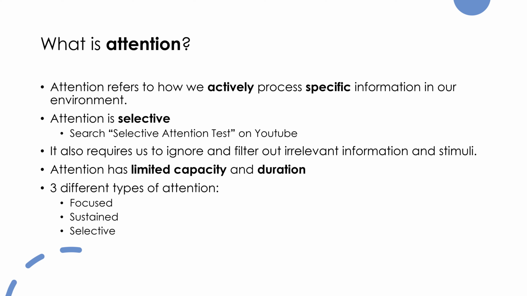In summary, attention refers to how we actively process specific information in our environment. As I mentioned before, it is selective. That is, we choose what we attend to, be it consciously or subconsciously. But it's not only about centering our focus on one particular thing, it also requires us to ignore and filter out irrelevant information and stimuli.